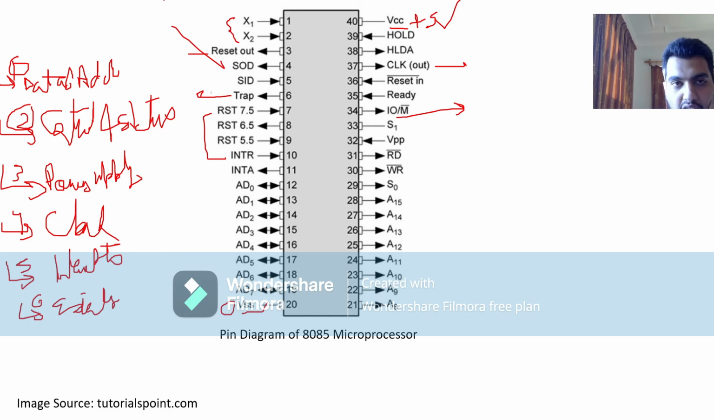These are SID and SOD. SOD is the serial output data line, which is set and reset as specified by the SIM instruction, and SID is the serial input data line. The data on this line is loaded into the accumulator whenever the RIM instruction is executed. So this was a brief idea about the pin diagram of the 8085 microprocessor. The image was taken from this source.